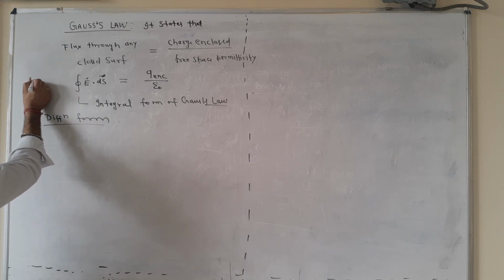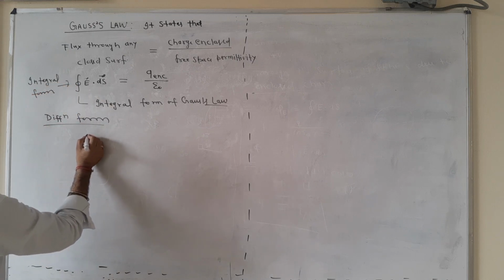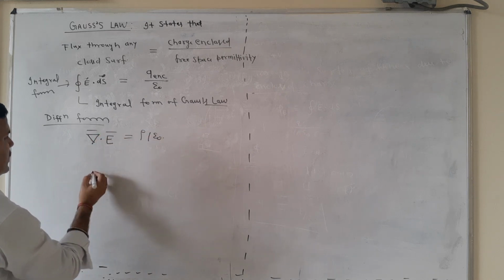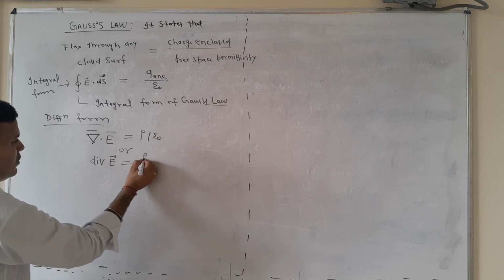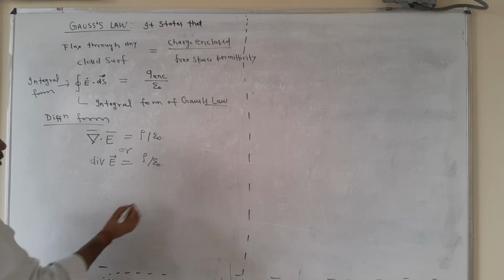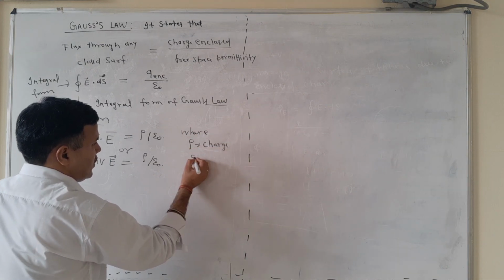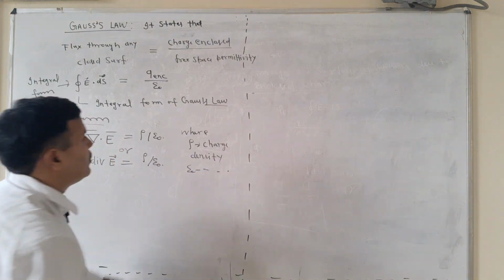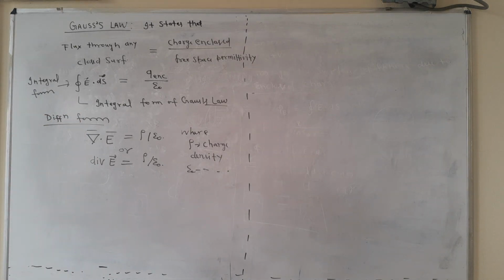So this is the integral form, and we have a differential form, which is del dot E is equal to rho by epsilon 0, or we can write it as divergence of electric field is equal to rho by epsilon 0, where rho is the charge density and epsilon 0 is the free space permittivity, whose value is 8.85 times 10 to the power minus 12 coulomb square per newton meter square. So these are two different forms of Gauss law.